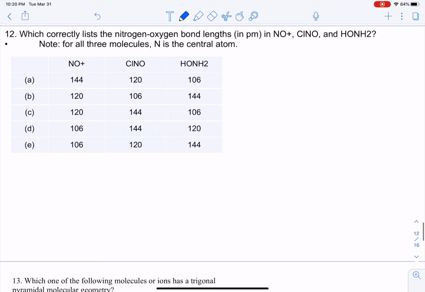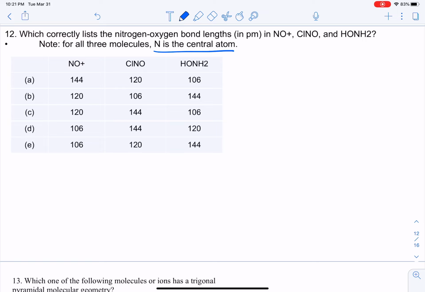Okay, reading the question again. Which correctly lists the nitrogen oxygen bond length in NO+, ClNO? It's Cl, it's chlorine. Okay, it's not carbon, iodine, and nitrogen and oxygen. No, it's chlorine, nitrogen, and oxygen. And the next one is HONH2. Note, for all three molecules, N is the central atom. So it's already given. Let's make the structure in general.